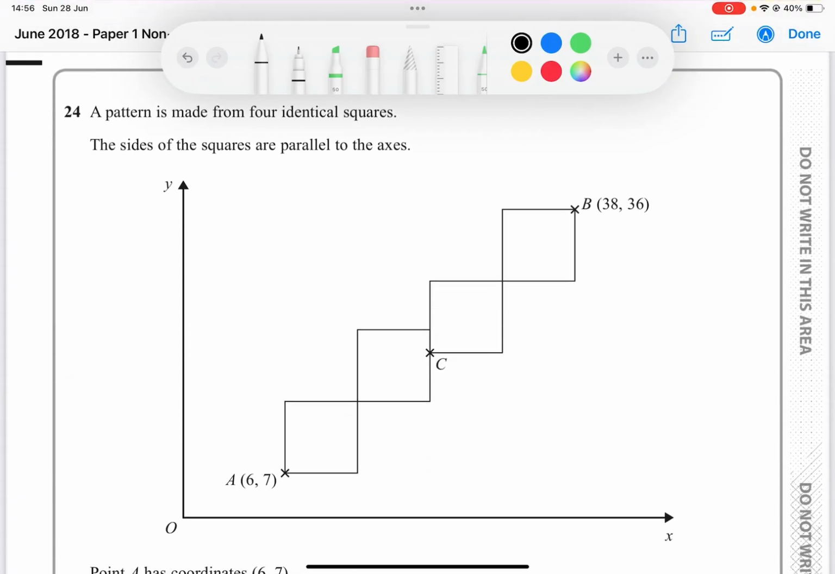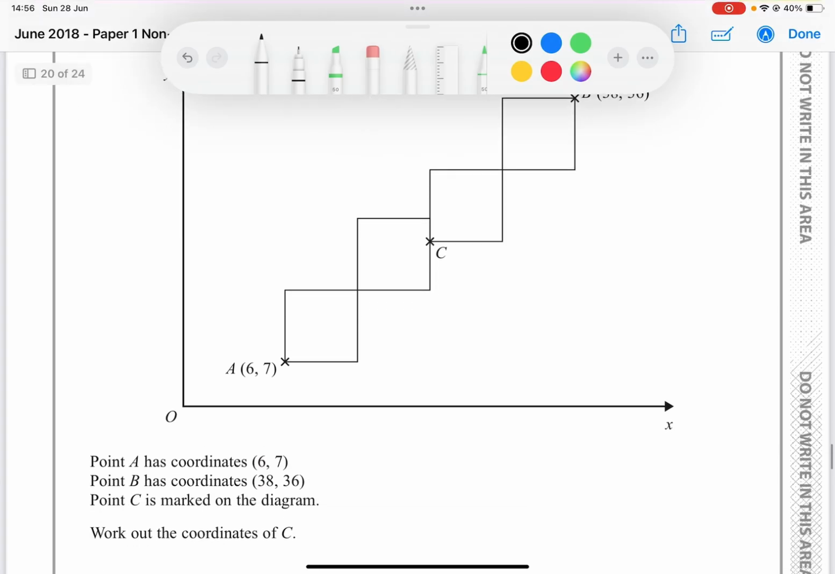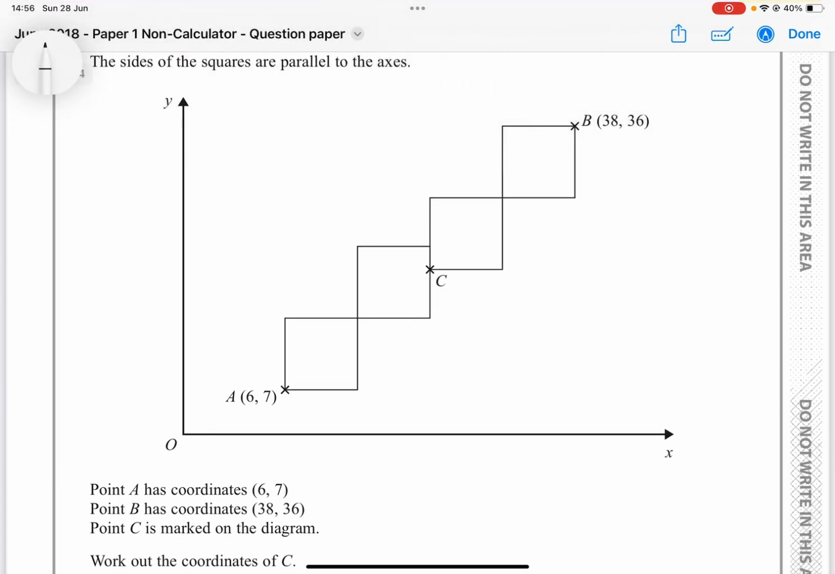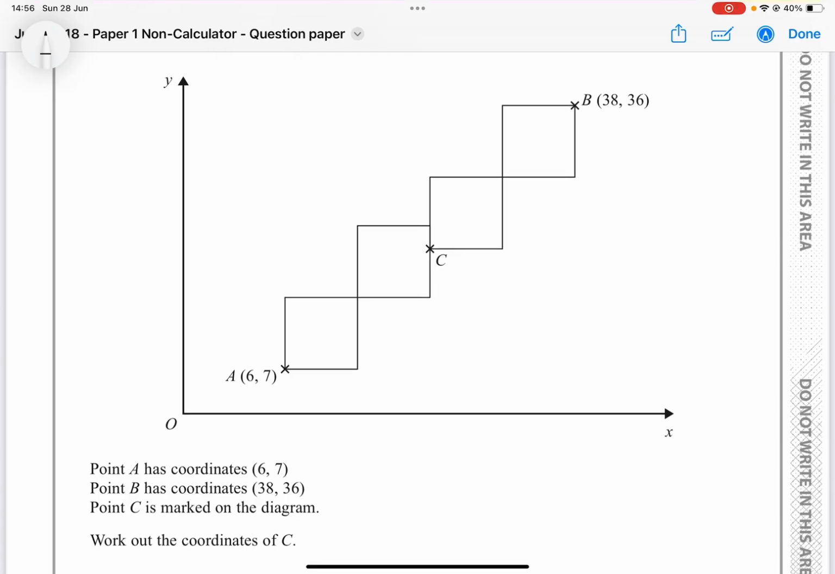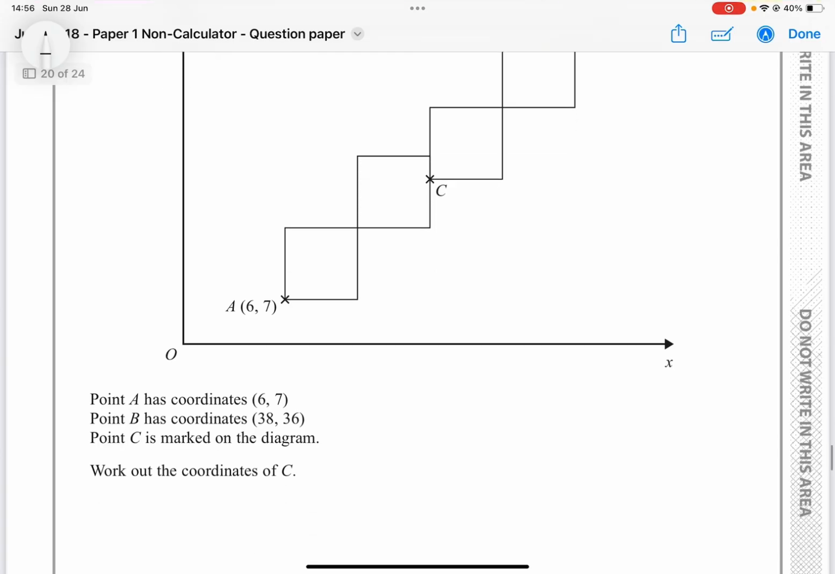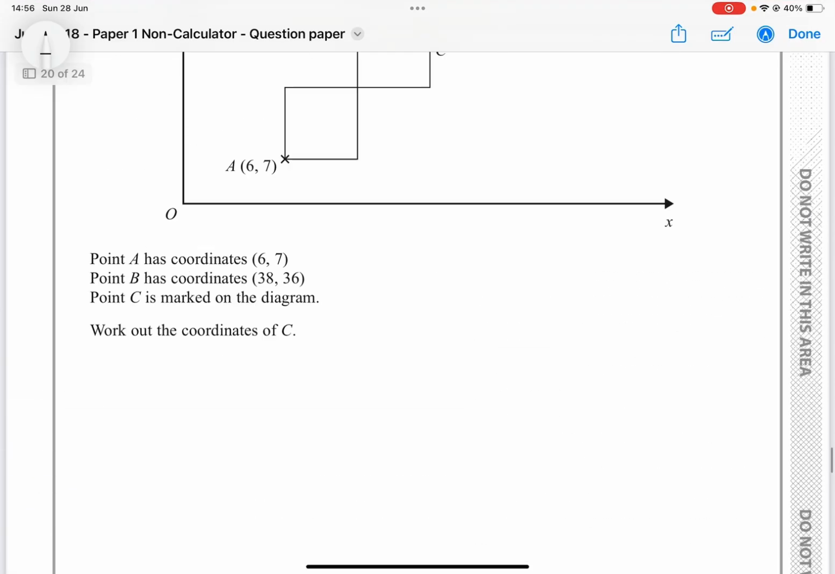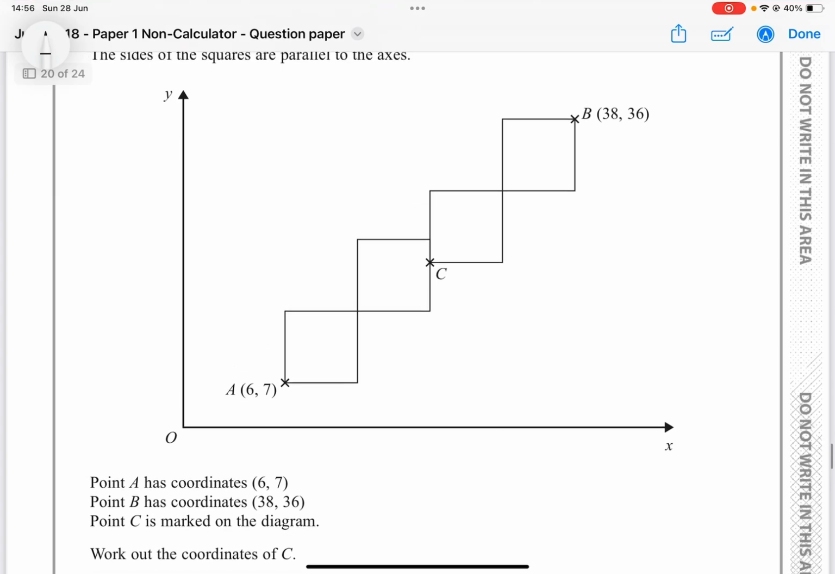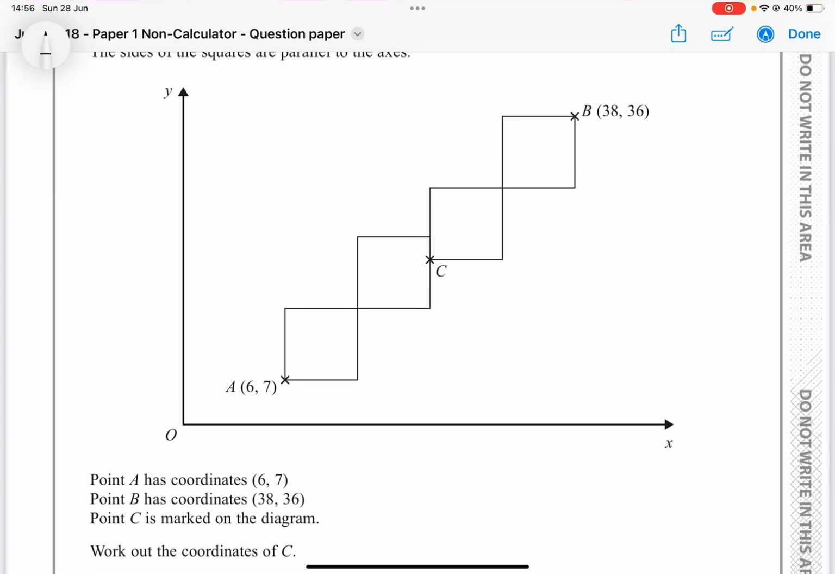On to question 24. A pattern is made from 4 identical squares. The sides of the squares are parallel to the axes. Point A has coordinates 6, 7. Point B has coordinates 38, 36. And point C is marked on the diagram. Work out the coordinates of C. 5 marks, okay?